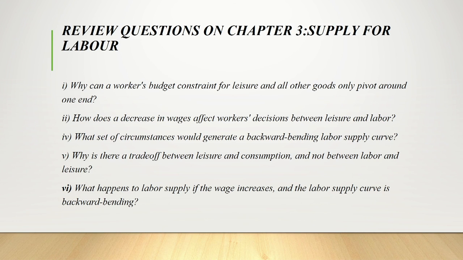Then number three, what set of circumstances would generate a backward bending labor supply curve? Because a time comes when you feel that you have gotten to the level where you wanted in terms of income and you decide to reduce the hours which you work and have more leisure. And then number five, what happens to labor supply if the wage increases and the labor supply curve is backward bending?